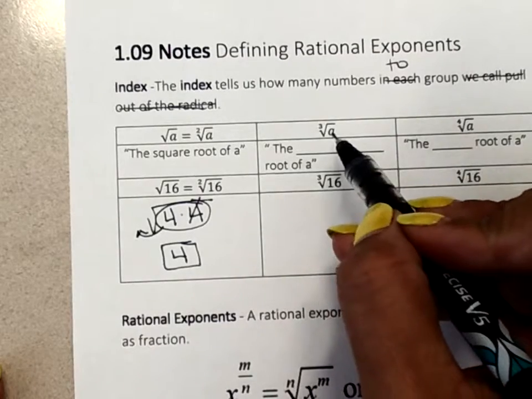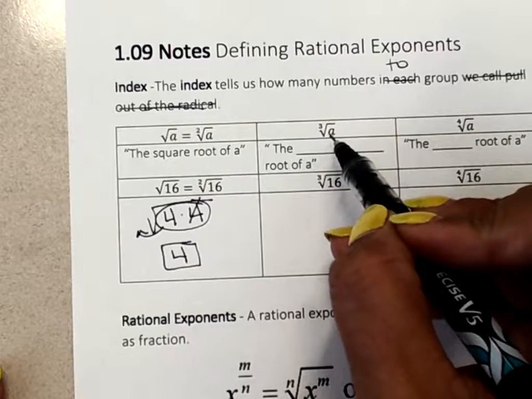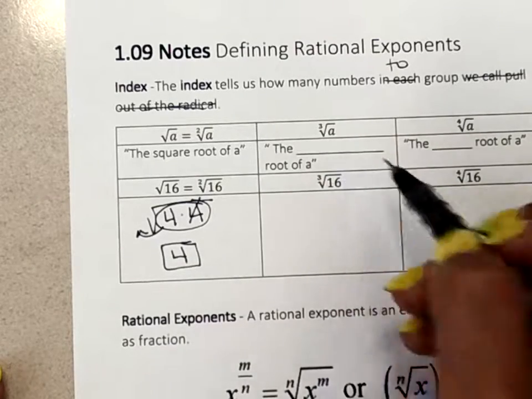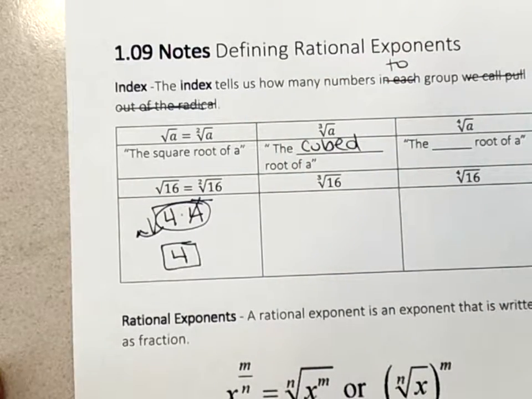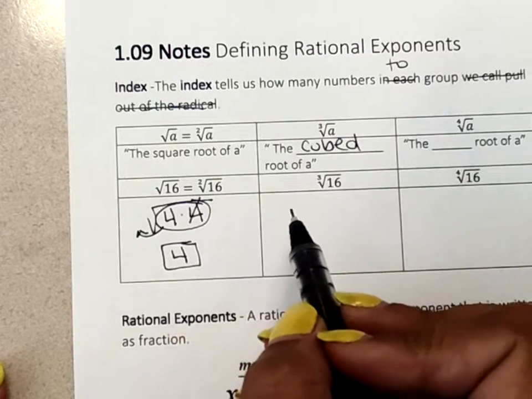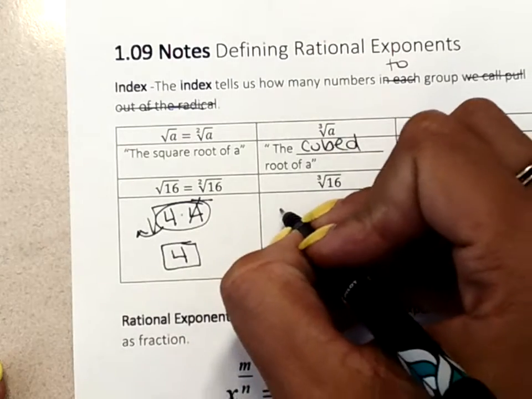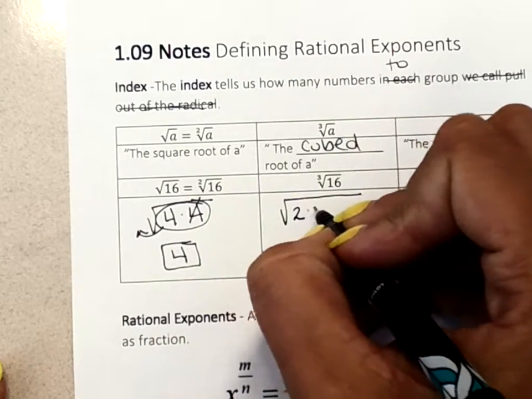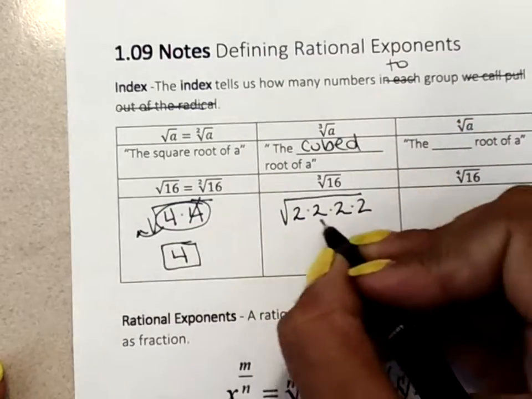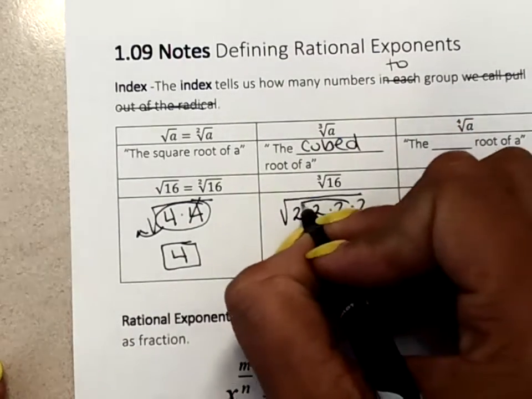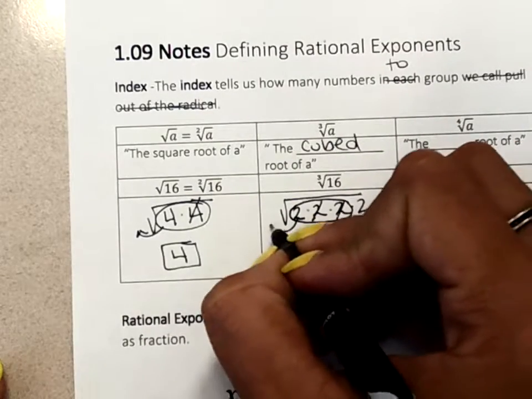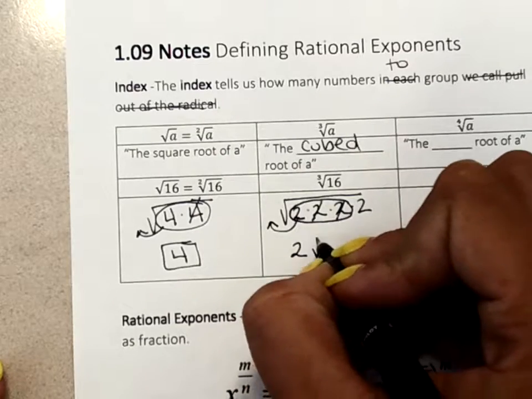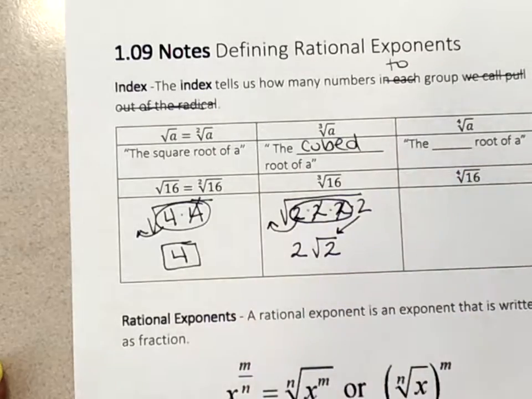Now we're looking at the cube root of A. So this index tells us that we're going to be grouping into 3s. So instead of 2, now we'll be circling groups of 3s. I know that 16 can be rewritten as 2 times 2 times 2 times 2. I'm now going to circle my group, and from this group, again, only 1 comes out, and the 2 that remained stays on the inside.